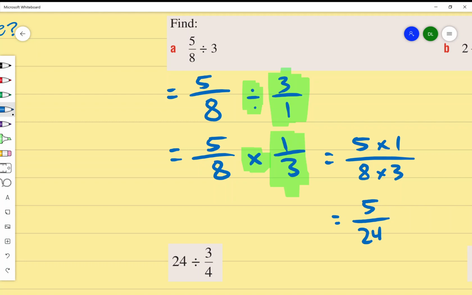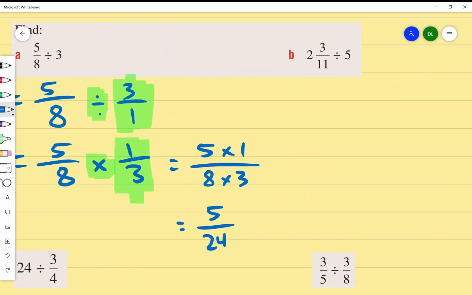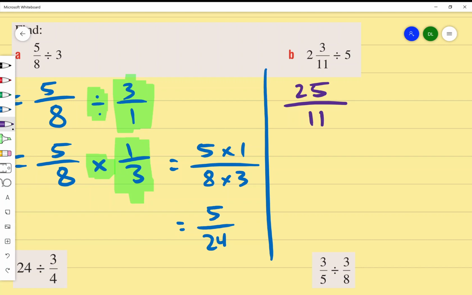Sweet. Let's continue. What happens if I have a mixed number? What do I have to change it to? Let's make it into an improper fraction. Farah, can you walk me through how to make this into an improper fraction for me? So 2 and 3 over 11. So I multiply this number and that number, which gives me 22 plus the 3 on top, 25. Do I change the denominator or keep it the same? Good. 25 over 11. Are we okay with that?